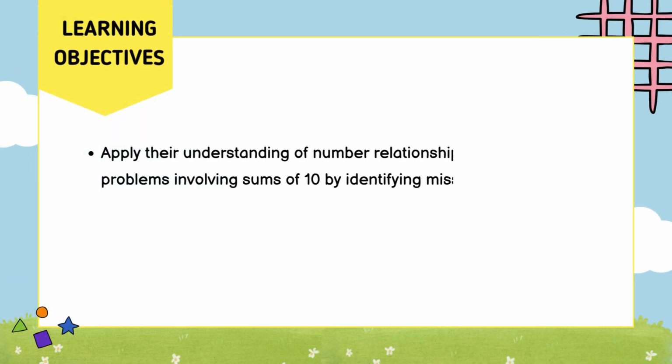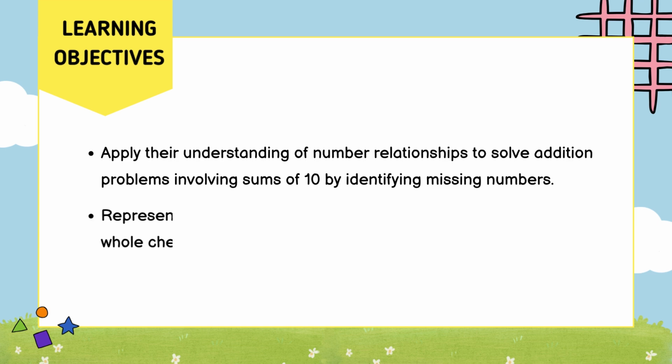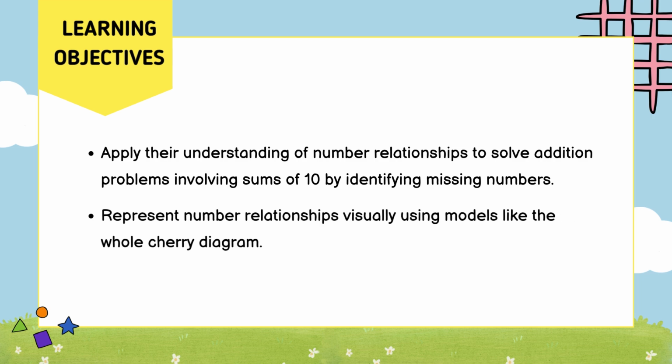Today's learning objective is to build number facts using 10 frames. By the end of this lesson, learners will be able to apply their understanding of number relationships to solve addition problems involving sums of 10 by identifying missing numbers, and represent number relationships visually using models like the part-whole cherry diagram.